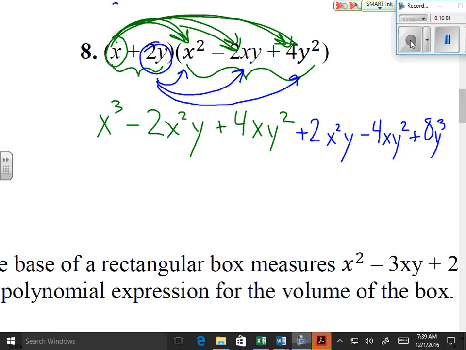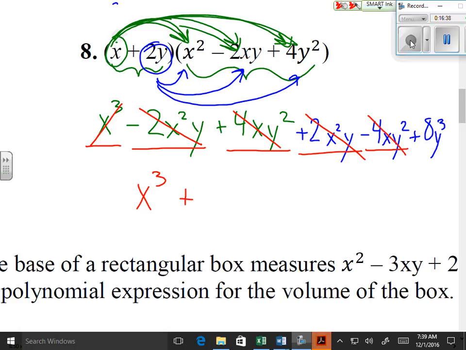Then we collect our like terms. If we look for all the ones that are identical, do we have any other x cubes anywhere? No. So that one doesn't change. Let's look for all the x squared y's. Here's another one. They're both the same but opposite signs. So they cancel out. We have 0 x squared y's left. Same thing happens with the 4x y squareds. They are the same but opposite signs, so they zero out. So all you're left with is x cubed plus 8y cubed.